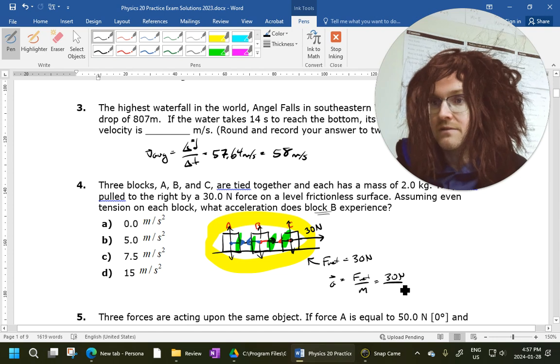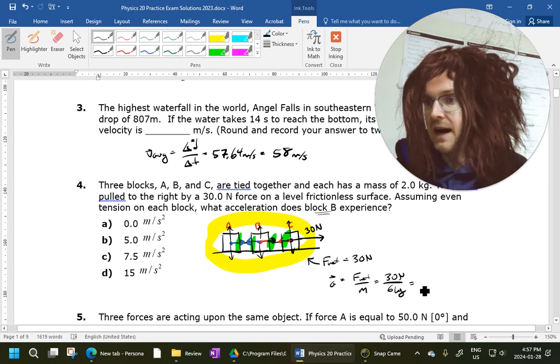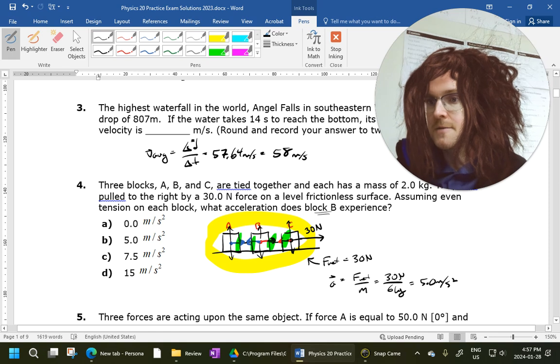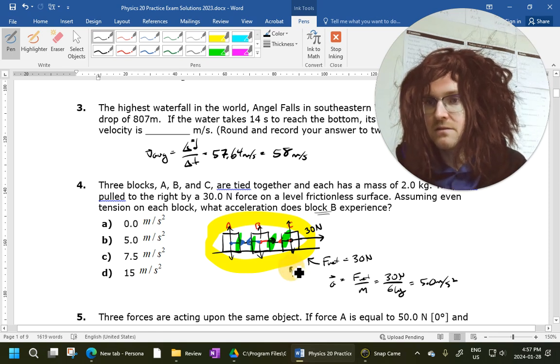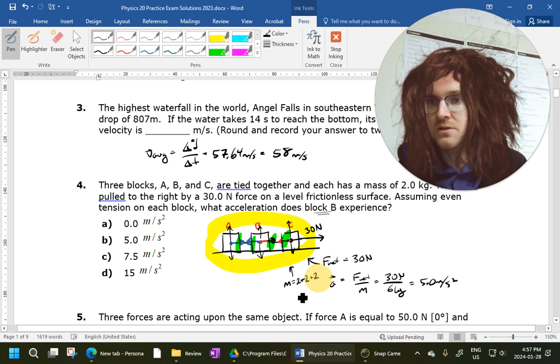So we have each with a mass of 2, and there's 3 of them, so 6 kilograms. So it looks like I'm going to get 5 meters per second squared there. And the mass, this is 2 plus 2 plus 2, right? That's 6 kilograms. I'm going to write that down for later.